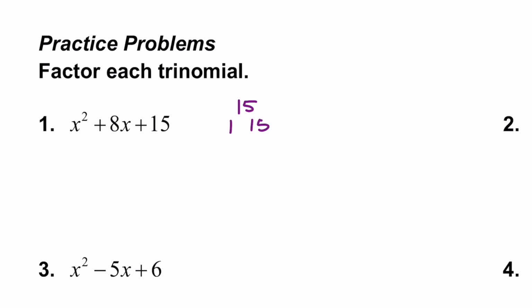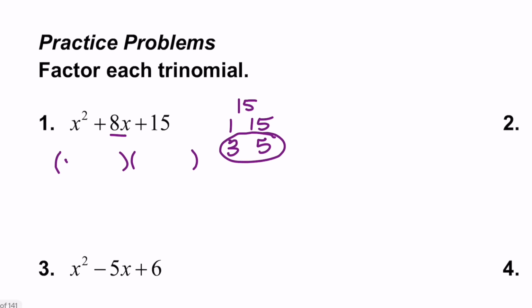So I have 1 and 15. 2 doesn't go into 15 because it's not an even number. 3 does. 3 and 5 make 15. Now if I add 3 plus 5, that is going to give me my 8. So what's going to happen is I'm going to have an x plus 3 and an x plus 5.